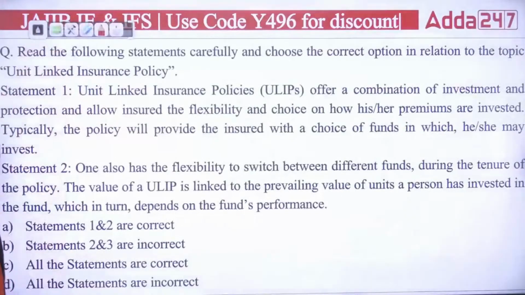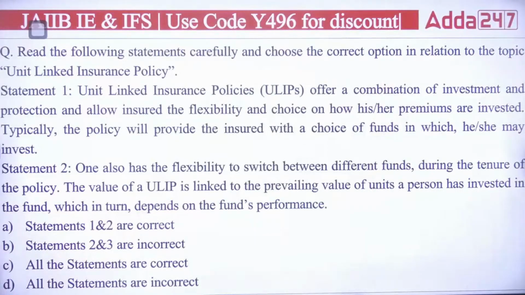Read the following statements carefully. Choose the correct option in relation to the topic unit linked insurance policy, that is ULIP. First, it says ULIP offers a combination of investment and protection and allows the insured flexibility and choice on how his or her premiums are invested. Typically, the policy will provide the insured with a choice of funds in which he or she may invest.